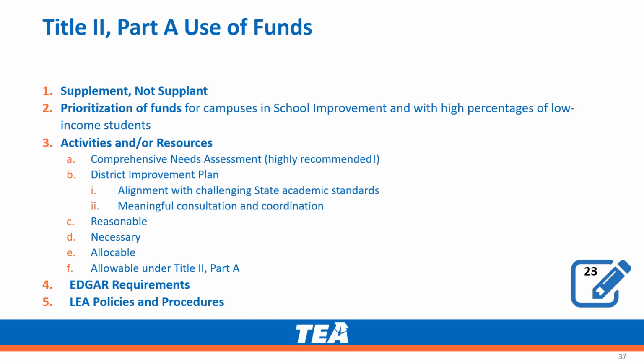It is highly recommended that the LEA consider the recruitment, retention, and professional development needs that have been identified through its comprehensive needs assessment process. The LEA District Improvement Plan should show that activities have been aligned with the challenging state academic standards and that they were determined through meaningful consultation with required stakeholders and in coordination with other programs. The activities must be reasonable and necessary, be allocable under the grant, and be allowable under Title II Part A. The activities must meet EDGAR requirements and be in accordance with the LEA's policies and procedures.